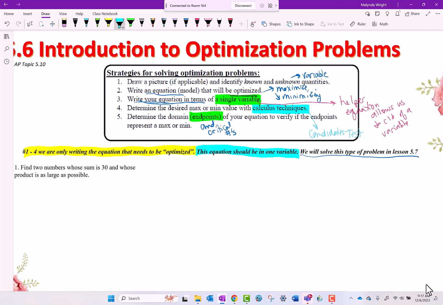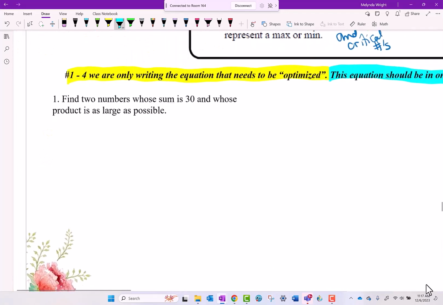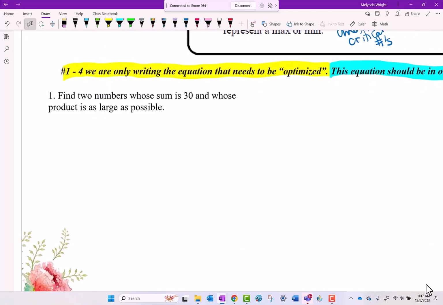All right, so let's look at our first example. We want to find two numbers whose sum is 30 and whose product is as large as possible. These are the words that we're looking for: as large as possible. This tells us what kind of optimization we're doing. Large as possible means that we are going to maximize our equation. Large as possible means maximize.